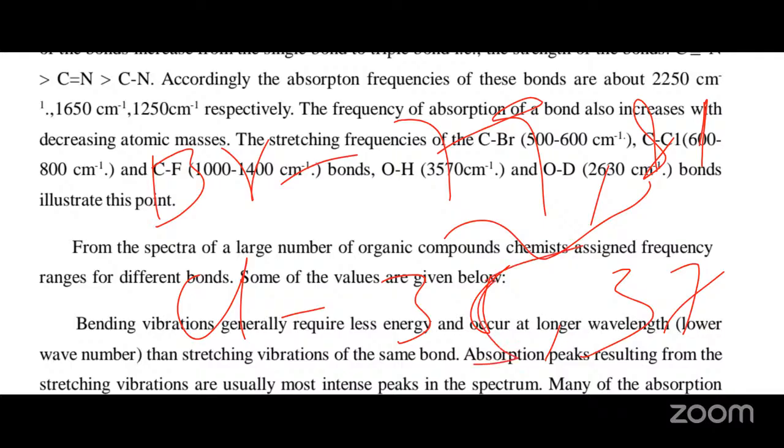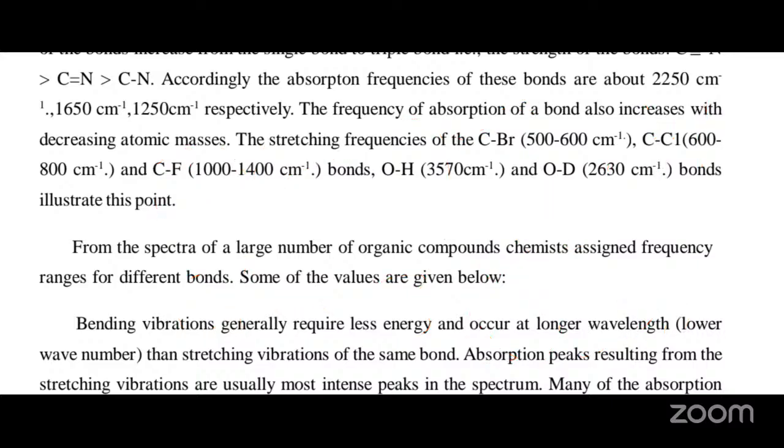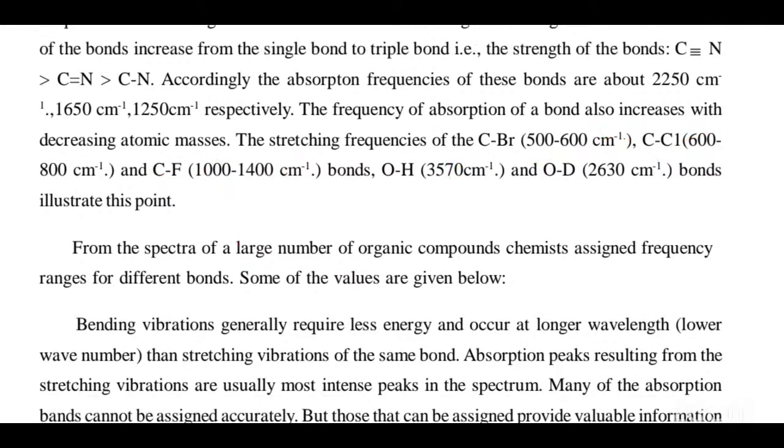So the mass of bromine is higher, so its stretching frequency is 500 to 600 centimeter inverse, and for chlorine it is 1600 to 1800 here, and fluorine is increased to 1400, right? So OH is 3570, which means OH has a very low atomic weight. Like that, with the increase of mass, the absorption frequencies decrease.